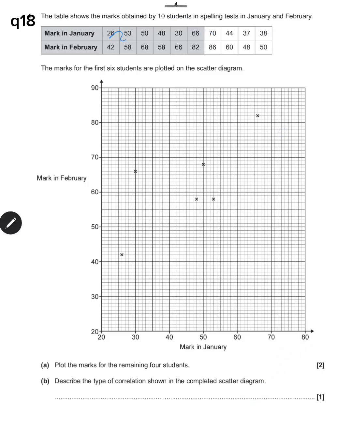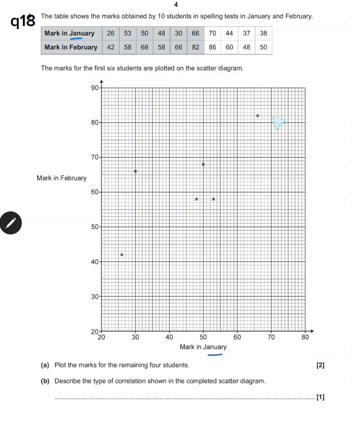We've just got a scatter graph. We've got data points in grey that have been plotted, and we've got to plot these remaining 4. So just make sure you're in the right place. January is down here. So I'm going to go across to 70 and up to 86. Across to 70 and up to 80.